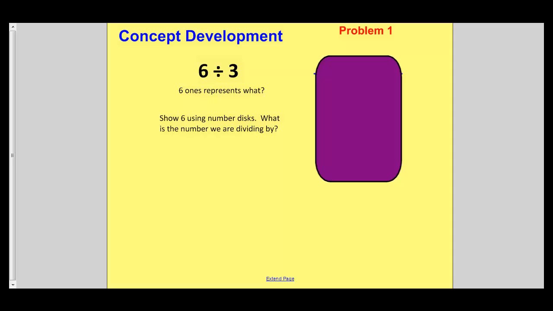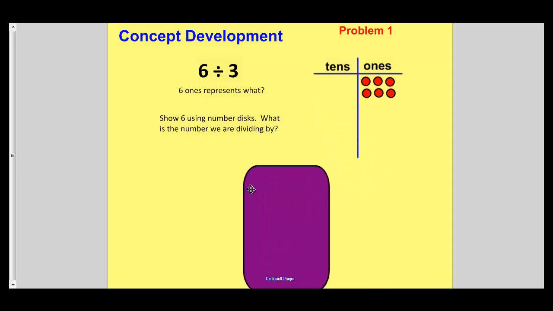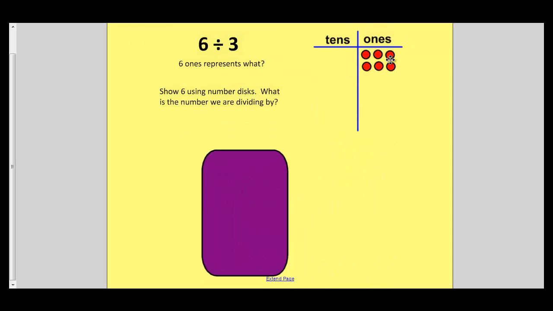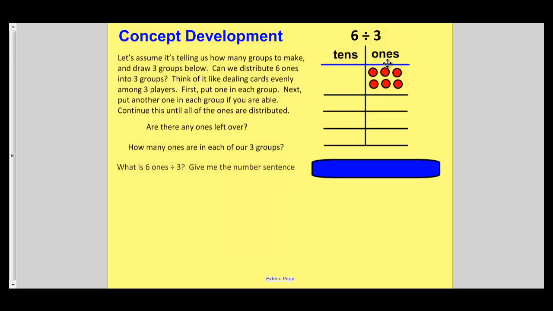So in your math journal, I want you to draw a place value chart, tens and ones, and put your 6 ones just like this. Then I'm going to show you how to model division in a place value chart. Since it's 6 divided by 3, in your place value chart, I want you to draw 3 lines, just like I have here. Those 3 lines are going to represent the 3 groups.